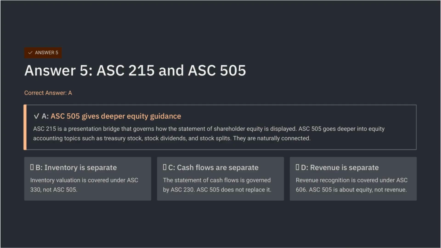Option B is wrong because inventory belongs to inventory accounting, not ASC 505. Option C is wrong because the statement of cash flows is a separate financial statement topic. Option D is wrong because revenue recognition belongs to revenue guidance, not equity guidance.